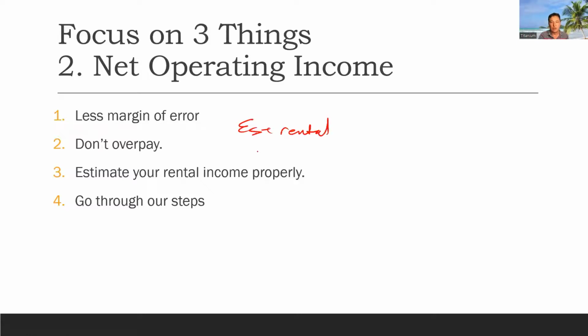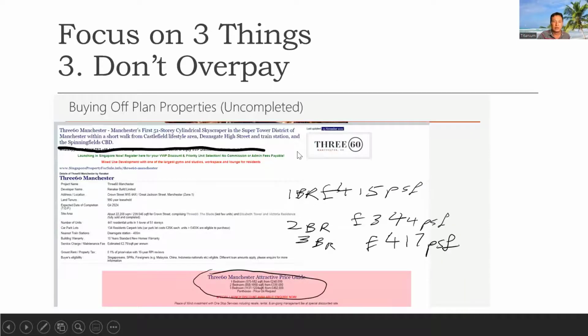Okay, and pay market price, not above market. Do not go and overpay. Right? So you need to estimate your income. So go through our steps. One of the steps is ROIC that I look at. So let me give you an example, right? Do not overpay. Take, for example, this project, Manchester 360.